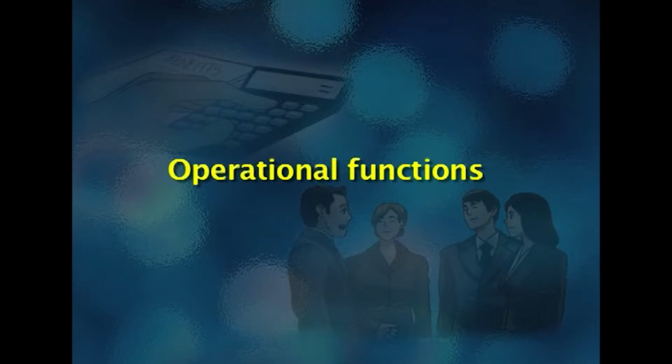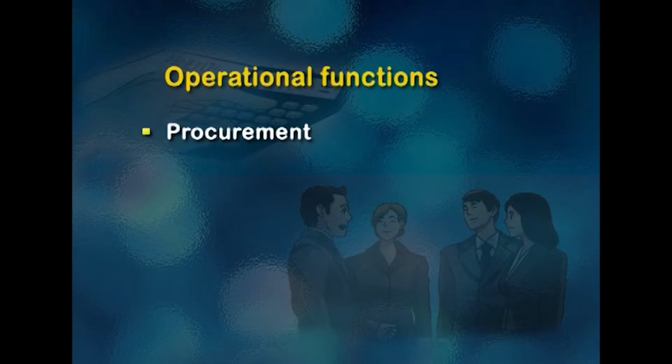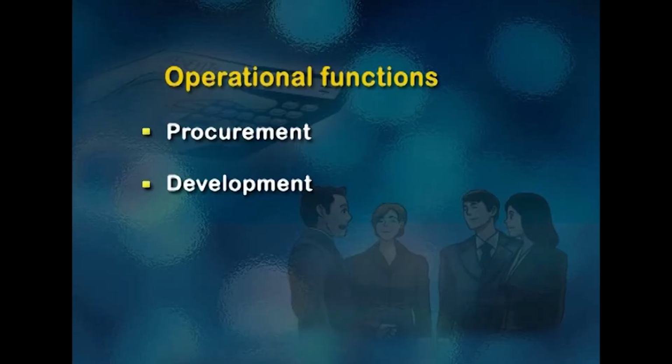Then the second category is operational functions. Operational functions cover, first, procurement. Procurement is concerned with obtaining the proper kind and number of personnel necessary to accomplish company goals. It deals with recruitment, selection, and then placement and orientation too. Then the second one is development. Development has to do with increasing the training skills that are necessary for proper job performance.